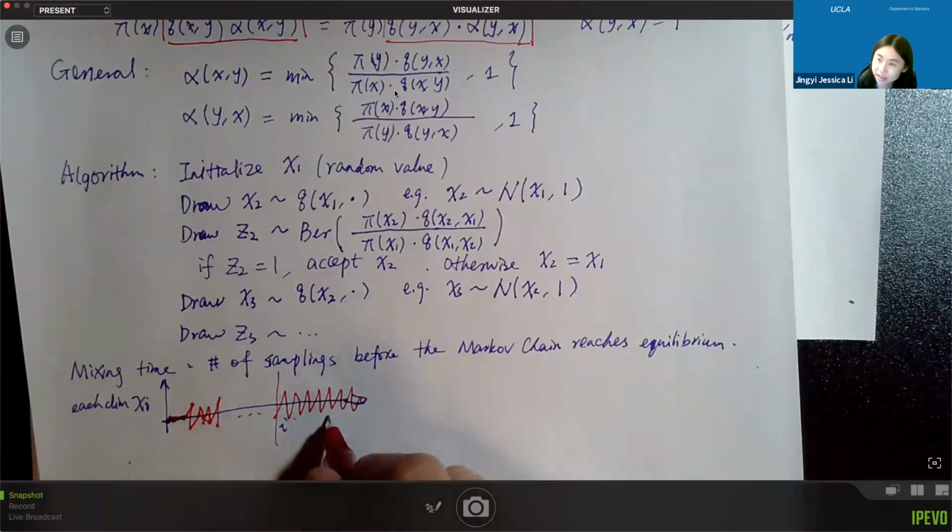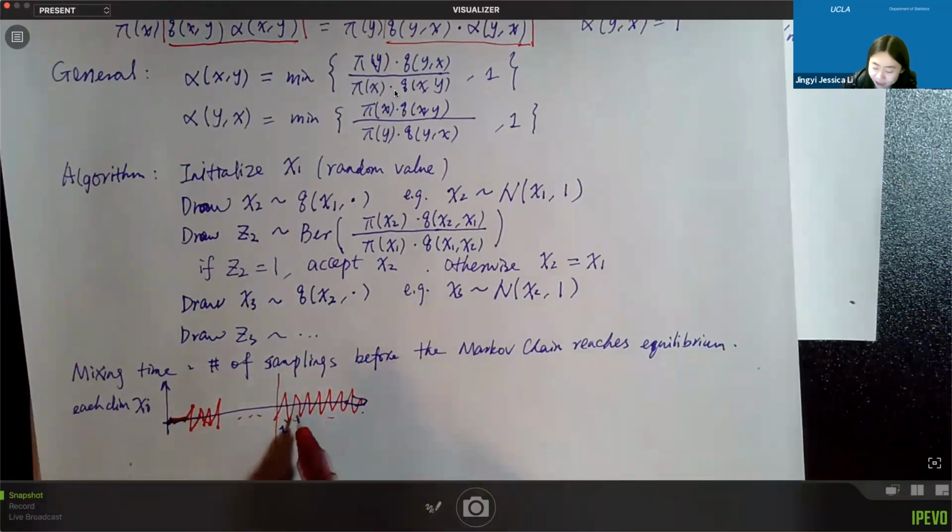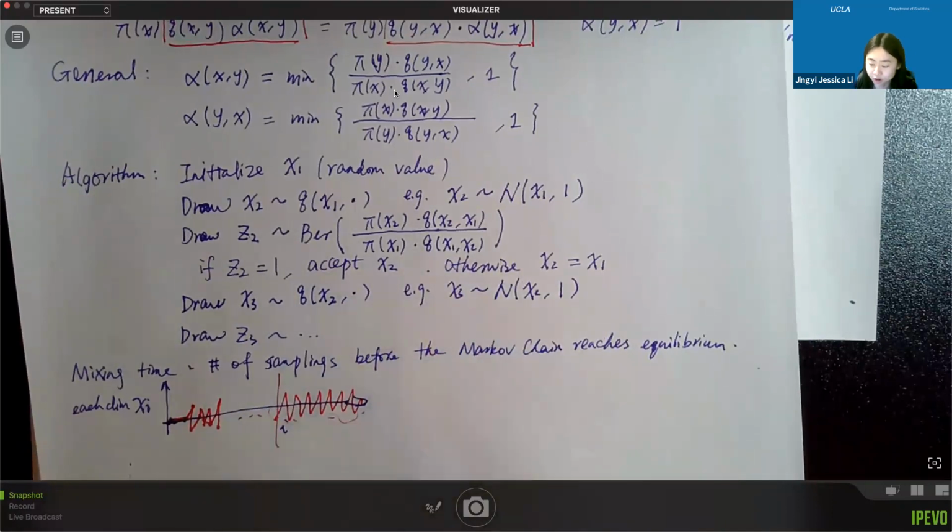I take all the values I draw after this point, and I treat those values as a random sample from my target density π. That's what you do. Okay, that's the general Metropolis-Hastings algorithm. You can think of it as a way of using a Markov chain to do sampling in combination with rejection sampling. Do you have questions?